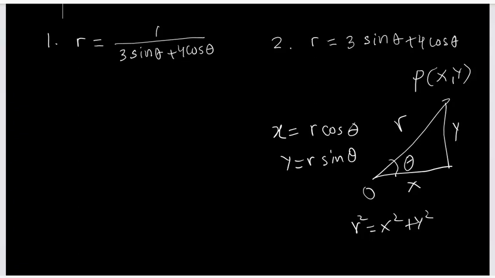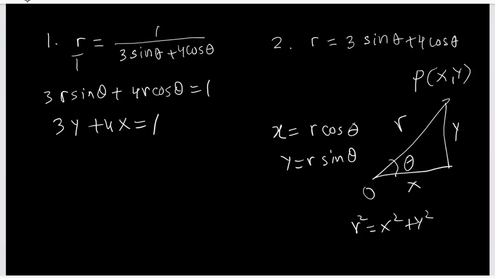If I can bring r with cosine theta and r with sine theta, then it's done. So let us do this with cross multiplication. We get 3r sine theta plus 4r cosine theta equals 1. Now I can replace x for r cosine theta and y for r sine theta. So we get 3y plus 4x equals 1. And as you have seen in my previous video, ax plus by equals c is the equation of a straight line. So we are done. We have identified that the first polar form is actually a straight line.